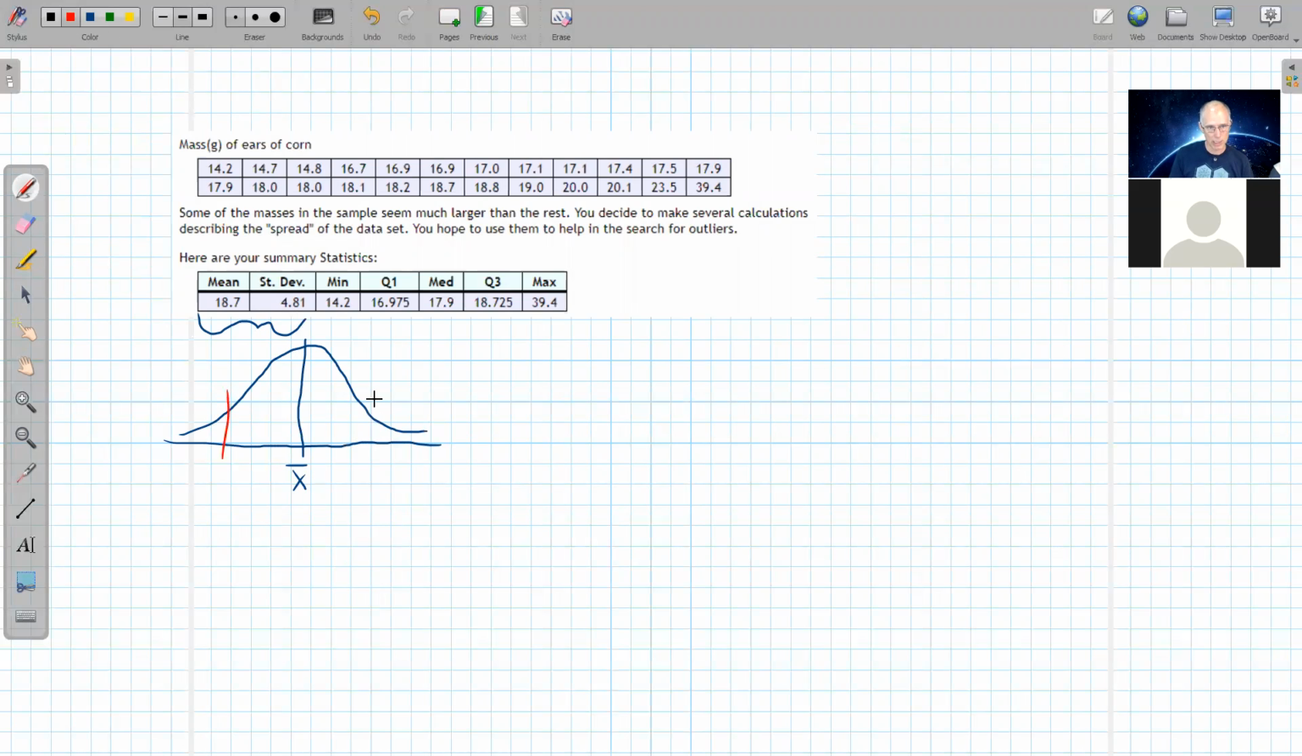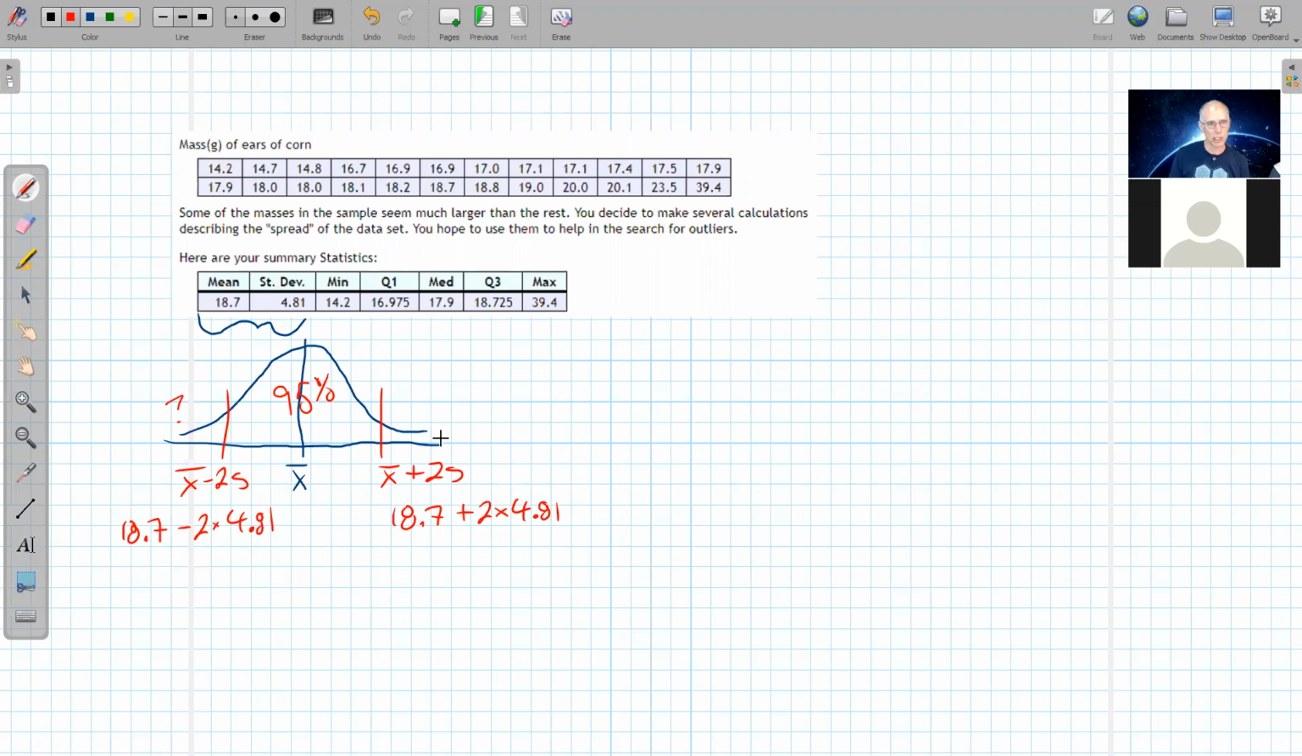And then what we do is we make these lines on each side to try and contain 95% of the data. The estimate on how to do that is from the mean, add 2 standard deviations to the right, and then from the mean, subtract 2 standard deviations to get to the left. So we make these 2 calculations. So for us, the upper one would be 18.7 plus 2 times 4.81, and the lower edge of what's usual would be that same 18.7 middle minus 2 times 4.81. So we find those 2 numbers and then look, are there any numbers less than that?